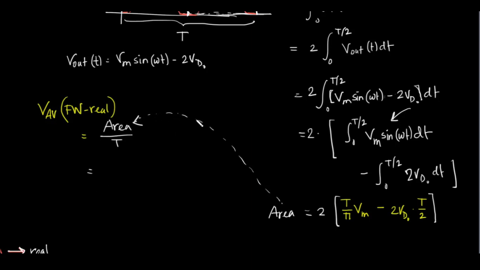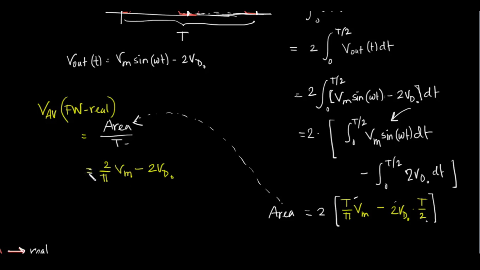I am just writing the result. This t and this t and this t will cancel out, this 2 and this 2 will cancel out, and we have to multiply by these 2. So the final result will be, this is pretty easy to see, you will have 2 by pi Vm minus 2 Vd naught. Okay, simple as that.